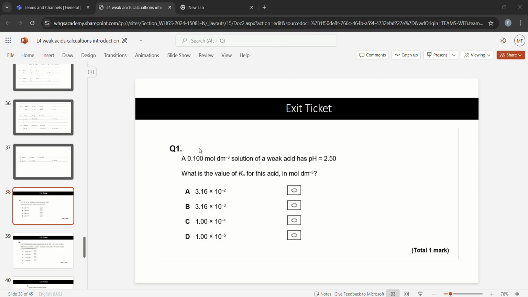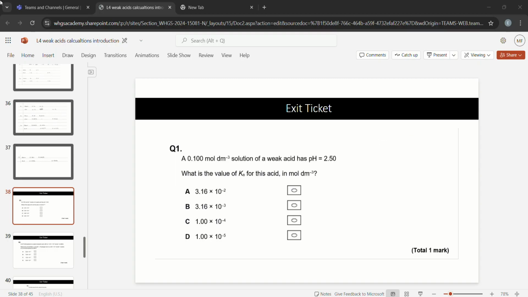So question 1, well, I know it's just a single solution being added. I can find out the concentration of H plus ions very easily just using this simple formula or equation. So concentration H plus equals 10 to the power minus 2.50.